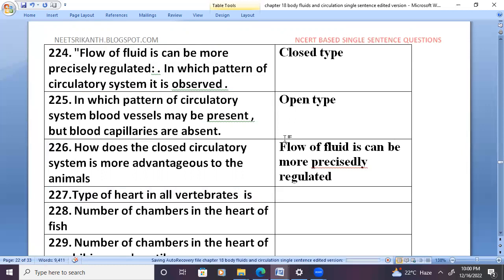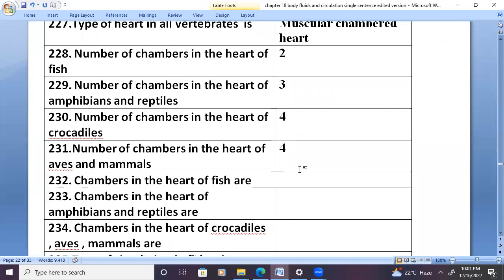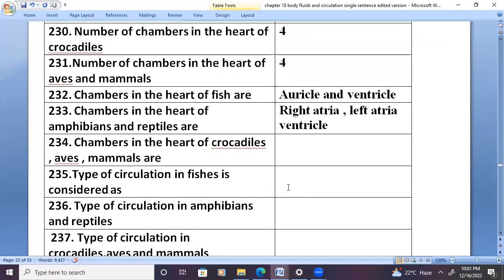The heart in all vertebrates is a muscular, chambered heart. The number of chambers differs: in the heart of fish, 2; in the heart of amphibians and reptiles, 3; in the heart of crocodiles, 4; and in the heart of aves and mammals, 4. The chambers in the heart of fish are the auricle and ventricle. The chambers of the heart of amphibians and reptiles are the right auricle, or right atrium, the left atrium, and the ventricle. The chambers of the heart in crocodiles, aves, and mammals are the right atrium, left atrium, right ventricle, and left ventricle.